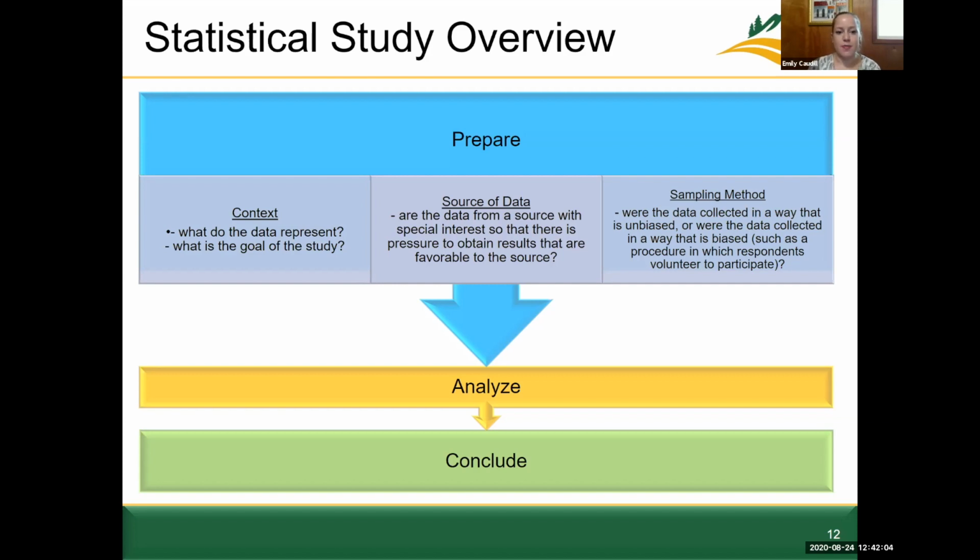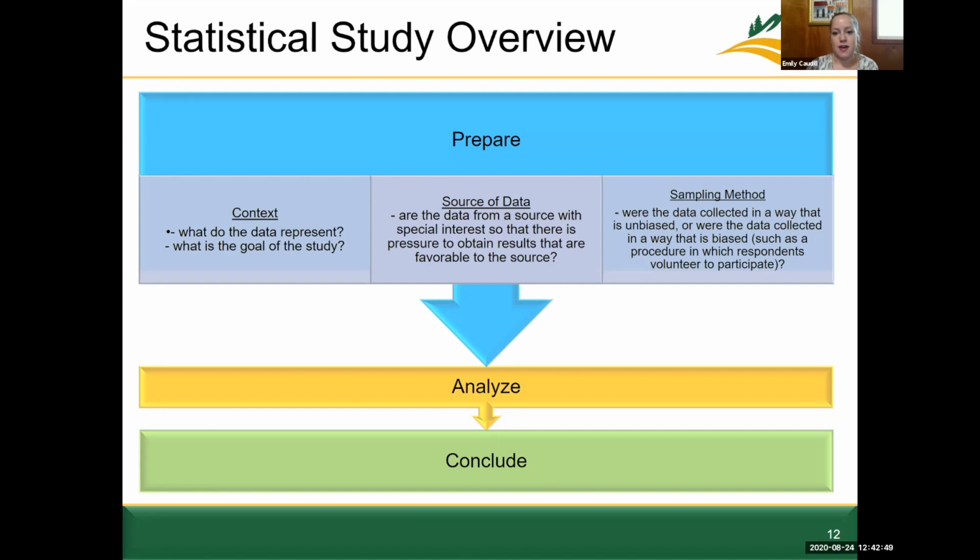Context: what do the data represent? What's the goal of the study? Source of data: are the data taken from a source with any special interest so that there's pressure to obtain results that are favorable to that source? Maybe pause and take a moment and think of an example. One thing that comes to mind is different election polls, so you have to keep in mind the source who's taking that poll.